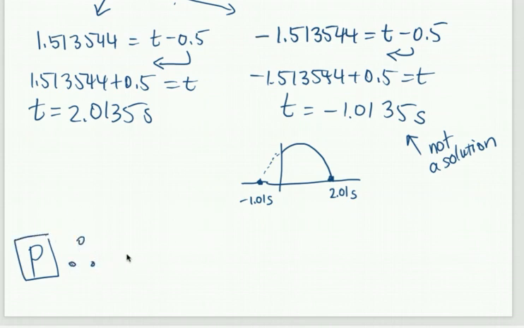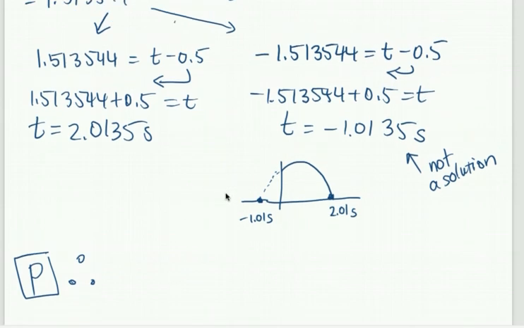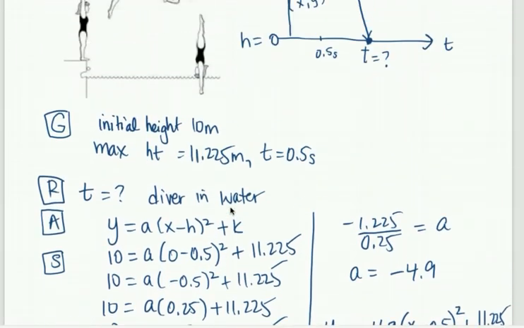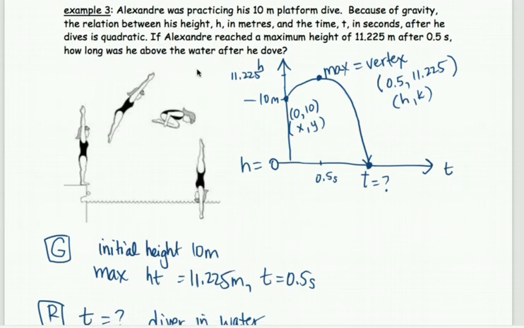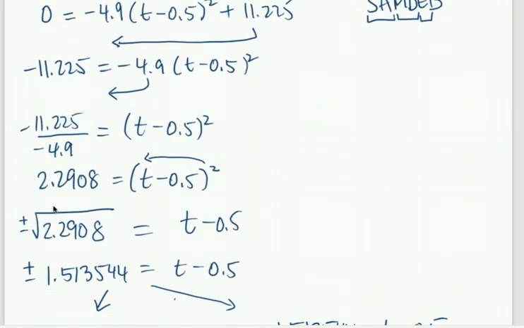After a lot of work, this is why this is in the final cycle. We're taking everything that you've been accumulating over the semester. You can now say, therefore, the diver took 2.01 seconds, because they wanted to know how long he was above the water after he dove.